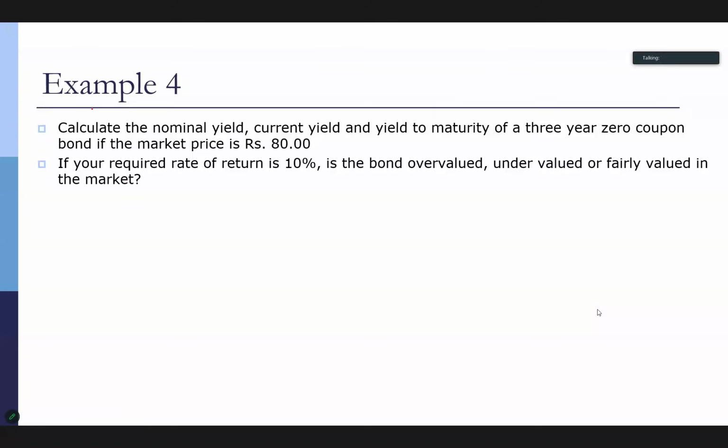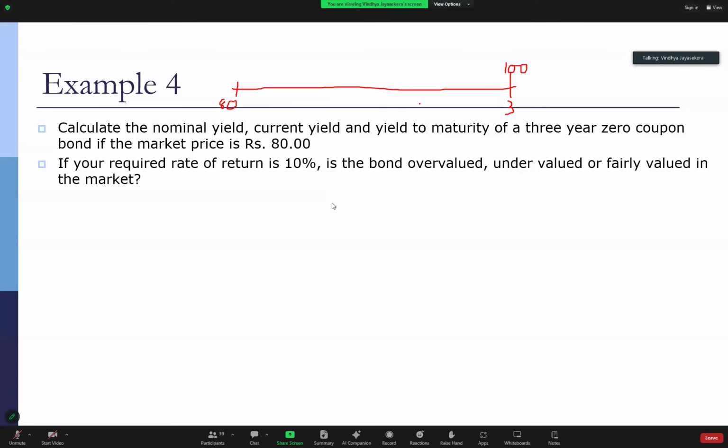Okay. So calculate the nominal yield, current yield, and yield to maturity of the bond. It's a zero coupon. So if I look at the cash flows, today I pay 80 rupees to buy this bond. In 3 years' time, I get 100 rupees. And in between, I get nothing. I get nothing. Right? So coupon rate is zero.